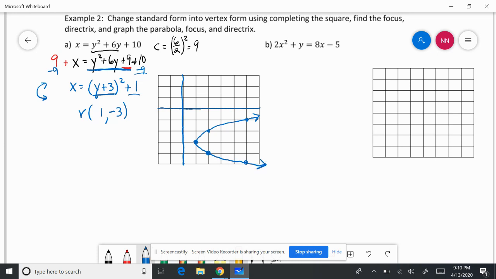Now we're going to find the focus and directrix. With the focus, I have my 1 and -3. I'm going to take my k value, which is the 1, and add my p value, and the p value is 1 over 4a. A value is 1, so if I plug a 1 in there, that becomes 1/4. So that means my focus is 1 and 1/4, -3.